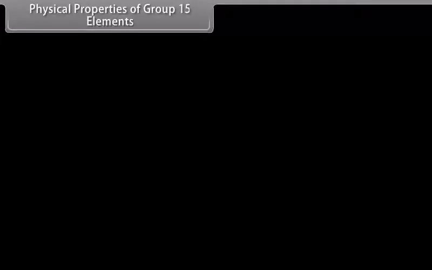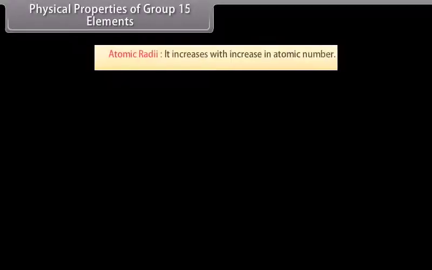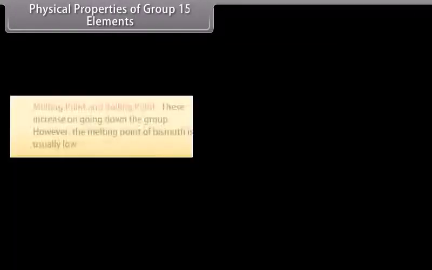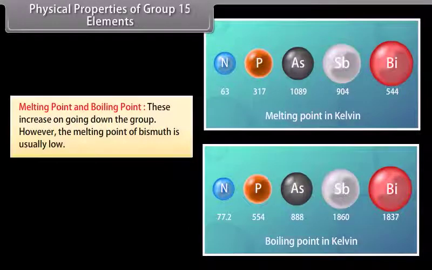Physical properties of group 15 elements. Atomic radii: it increases with increase in atomic number. Melting point and boiling point: these increase on going down the group. However, the melting point of bismuth is unusually low.